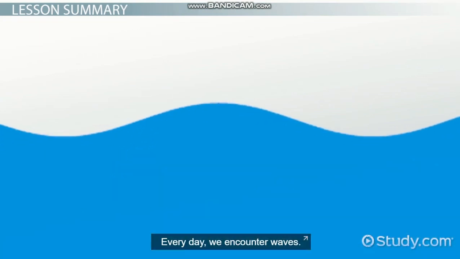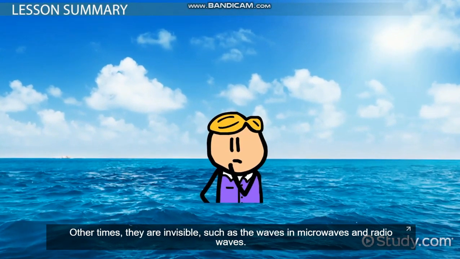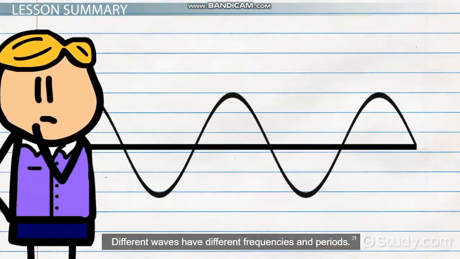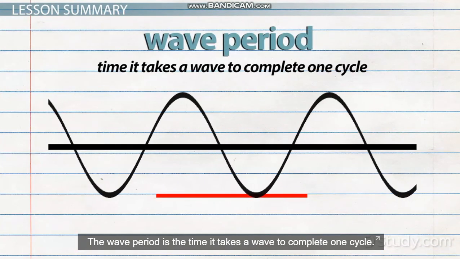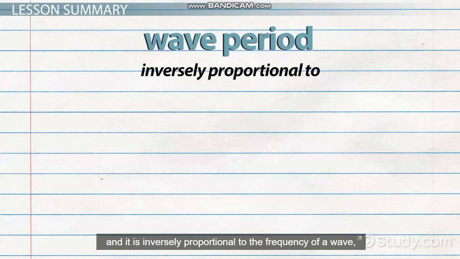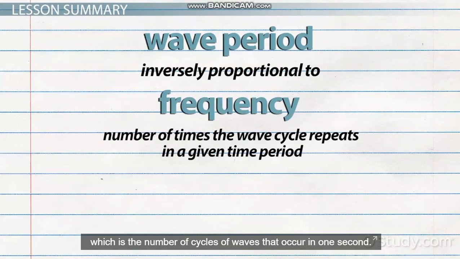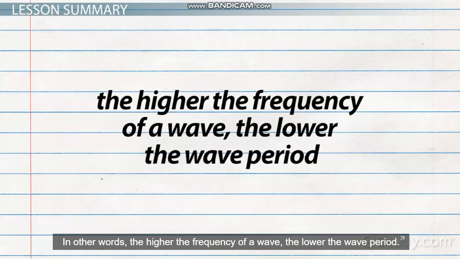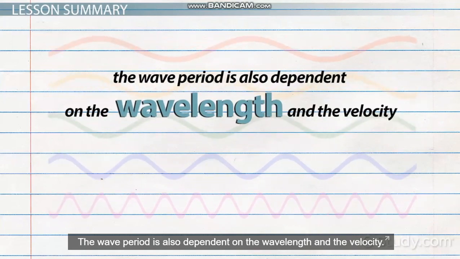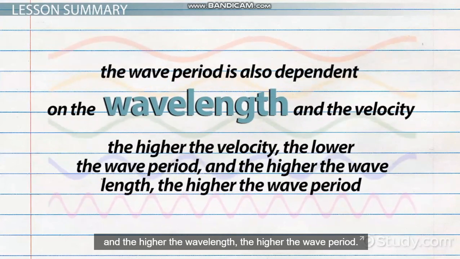Every day, we encounter waves. Sometimes we see them when we go to the beach and look at the ocean. Other times they are invisible, such as the waves in microwaves and radio waves. Different waves have different frequencies and periods. The wave period is the time it takes a wave to complete one cycle. The standard unit of a wave period is seconds, and it is inversely proportional to the frequency of a wave, which is the number of cycles of waves that occur in 1 second. In other words, the higher the frequency of a wave, the lower the wave period. The wave period is also dependent on the wavelength and the velocity. The higher the velocity, the lower the wave period, and the higher the wavelength, the higher the wave period.